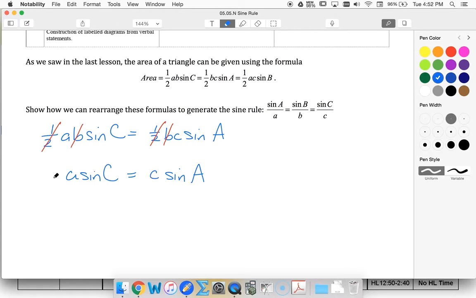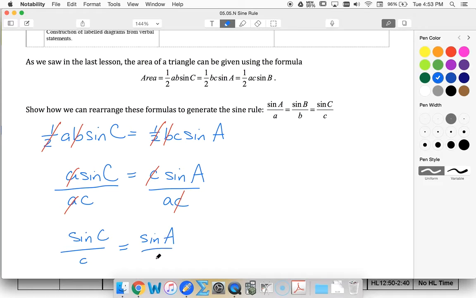So I'm going to divide both sides by this a and c. So divide by ac, divide by ac. And I'm going to do that because on both sides I'll get something that cancels. A cancels here, c cancels here. So this leaves me with sine C over c, capital C for angle, little c for side, is equal to sine A over a.